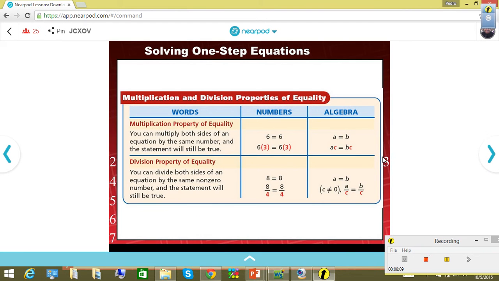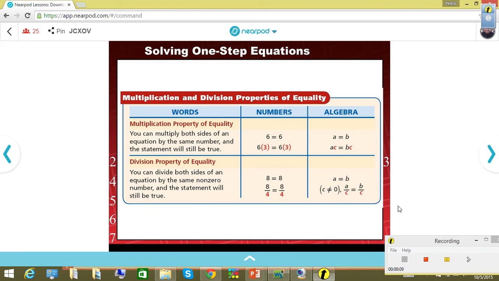The properties for these two, las propiedades para estas dos son multiplication property of equality and division property of equality. So if we multiply to each side, it's what? Multiplication property of equality. If we divide to each side, what is that called? Division property of equality. Si multiplicamos, es propiedad de multiplicación de igualdades. Si dividimos, es propiedad de división de igualdades.